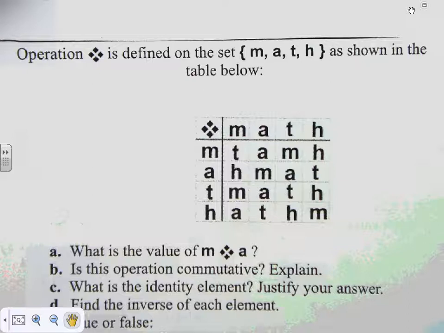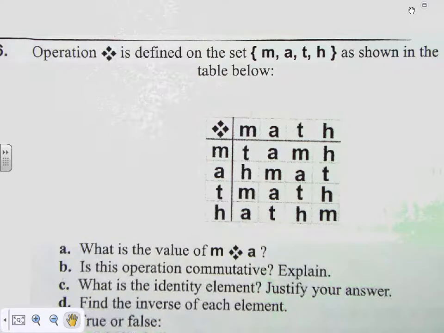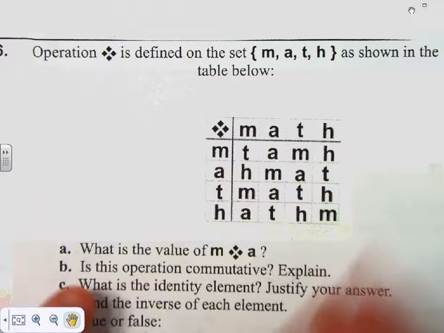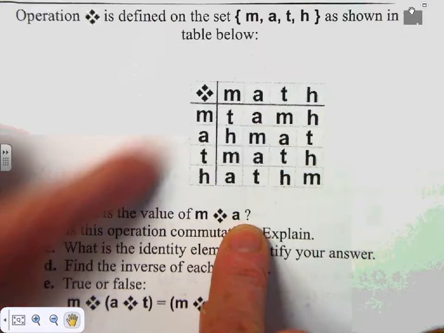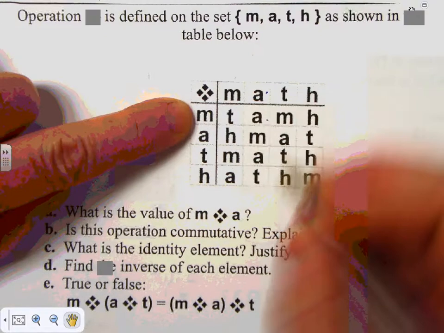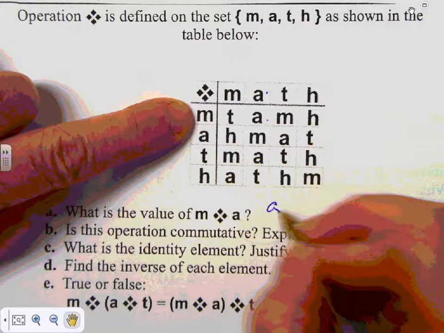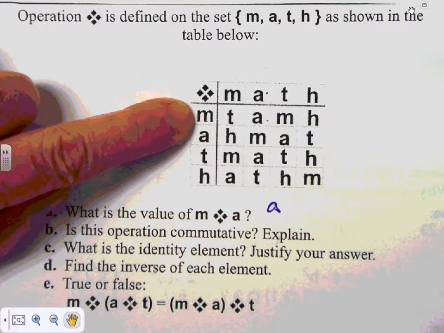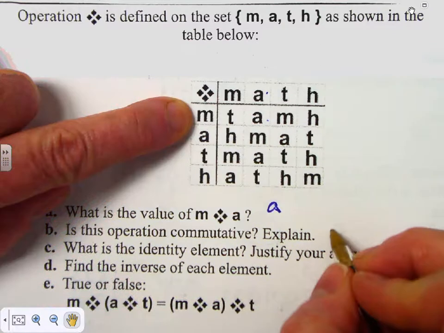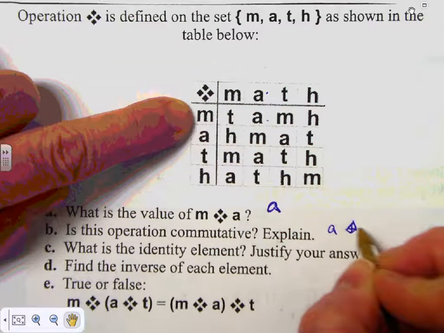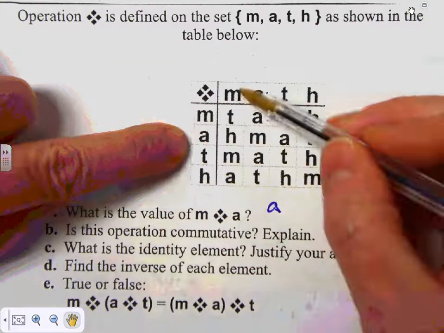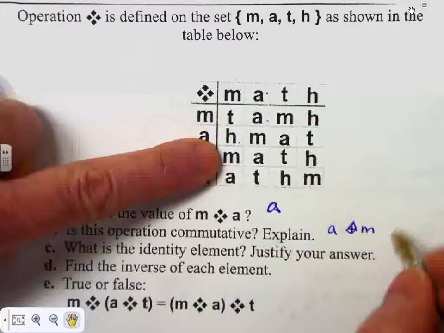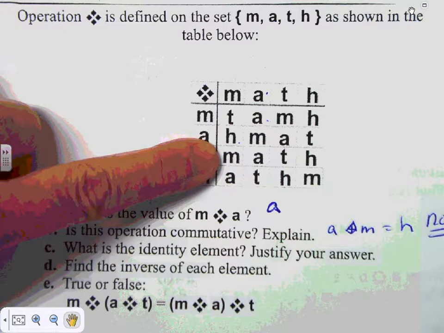All right. Some people call this a window pane, and I like that description. It's just a kind of crooked window pane. Some people see an X. Whatever you want to call it, I'm going to say window. So what is the value of M window A? M window A is an A. Is this commutative? Now we have to see if I flip it, will I get the same thing? So I'm looking at A window M. Oh, no. So this one's not commutative, is it? The other one was.